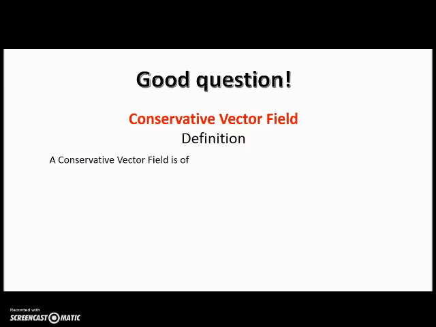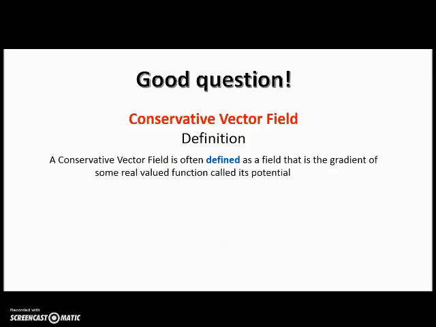A conservative vector field is often defined as a field that is the gradient of some real valued function called its potential function. That is, a conservative vector field F is the gradient of a real valued function, little f, which consists of the components, the partial derivatives with respect to x and y in 2 dimensions, or the partial derivatives with respect to x, y, and z if you're in 3 dimensions. So, my dear, conservative vector fields are defined to be gradient fields.